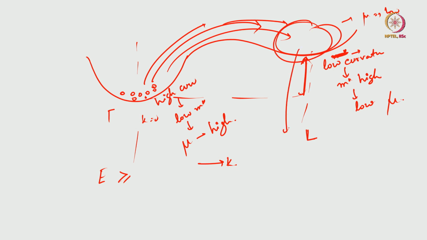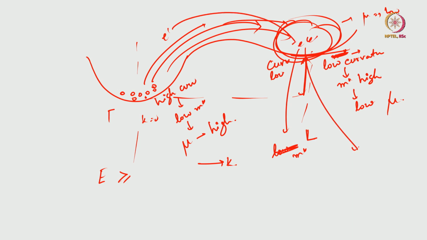Because they go into this valley, your curvature is very low here, and that is why, as the electrons go from here to here, they will suddenly see a very high effective mass, and because they suddenly see a very high effective mass, their mobility suddenly drops, becomes low.